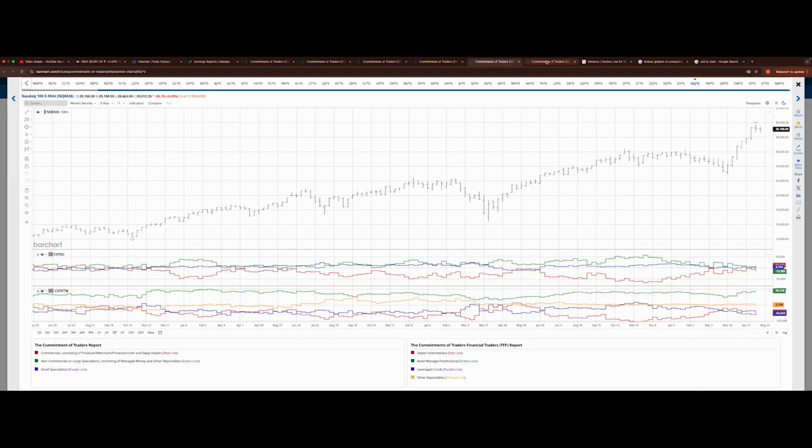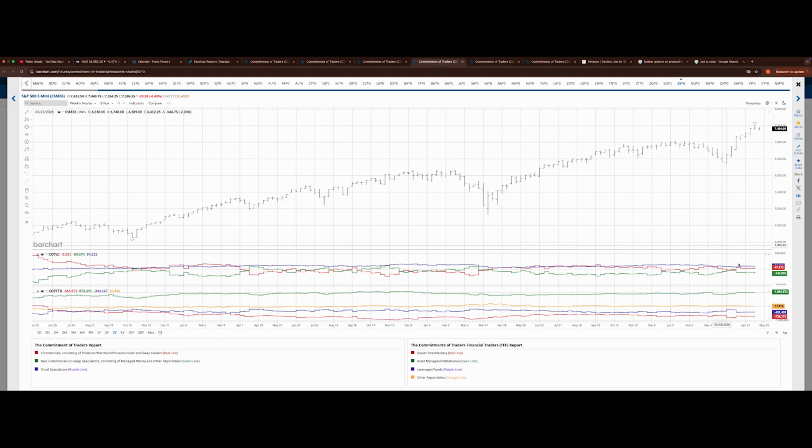And what are institutions right now? They're very net long. Look at this, S&P TIF report. We've got dealers, asset managers, institutional, and then leverage funds. Institutional asset managers, that's who we want to be with. They're very net long right now. They're draggers. You'll see a change at lows and highs, obviously, but they go with the move. They follow the trend, and they follow the trend with a lot of money.